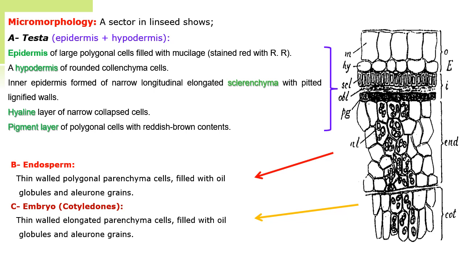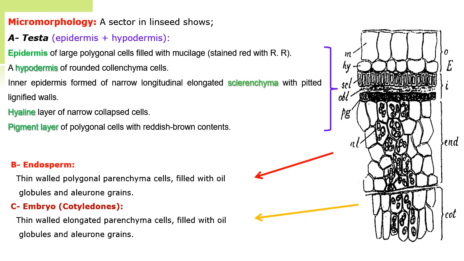The epidermis is followed by hypodermis of rounded collenchyma cells. The inner epidermis is formed of narrow longitudinal elongated sclerenchyma, following or next to the hypodermis, which is perpendicular to the hyaline layer. The sclerenchyma layer and the hyaline layer together form a cross layer. The sclerenchyma is lignified with pitted walls.